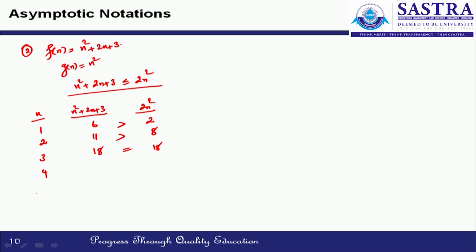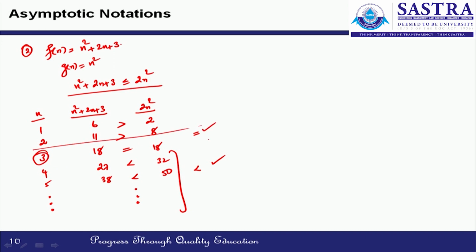When n becomes 4, 27 and 32. 27 is less than 32. When n becomes 5, 38 and this is 50. 38 is less than 50. So, hereafter, whichever the value of n, this less than relationship is satisfied. Only when n is equal to 3, the equal relationship is satisfied.